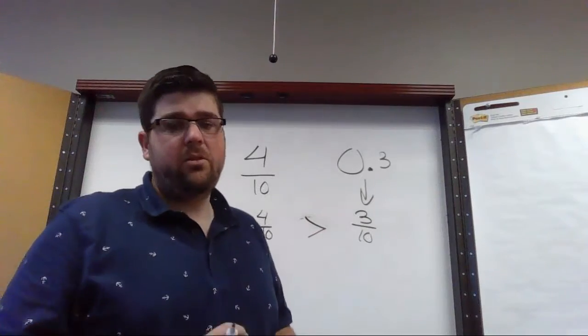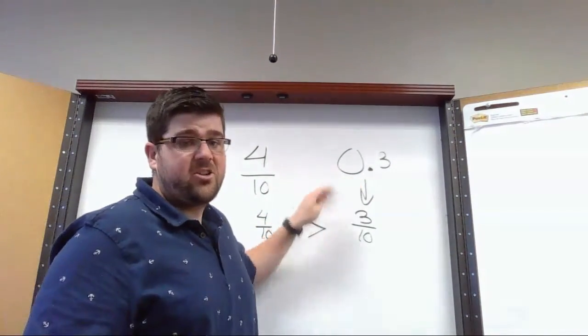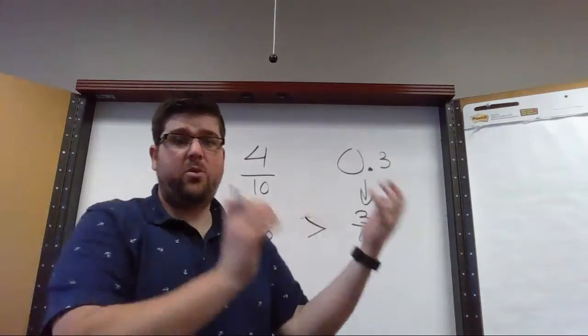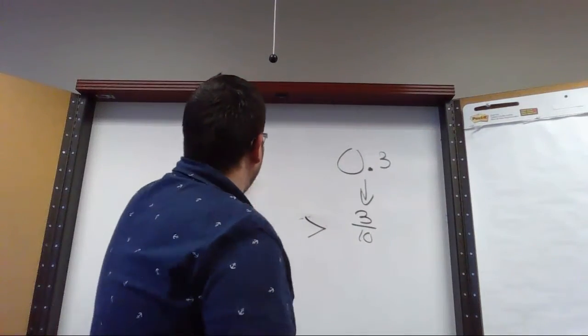4/10 is clearly going to be bigger than 3/10. Okay. So the trick with this one is just to get the fraction and decimal into the same form, so either both of them fractions or both of them decimals. Let's try another one.